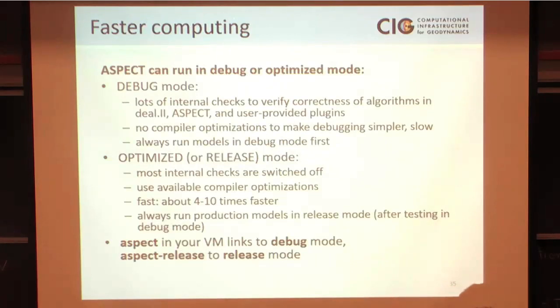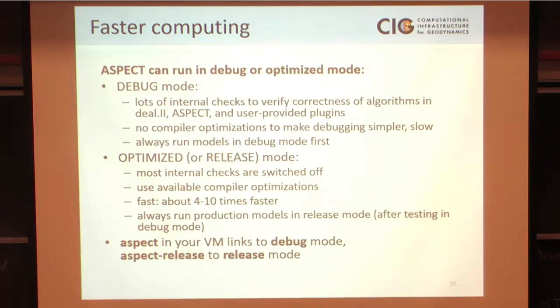OK, so much for the practical part of the tutorial. There will be some time at the end, I think, to play around with parameters. But first, I want to say a few more things about ASPECT. As we saw in the output, ASPECT currently runs in optimized mode on your virtual machine. There are two different ways to compile ASPECT. One we call debug mode, and the other one we call optimized mode.